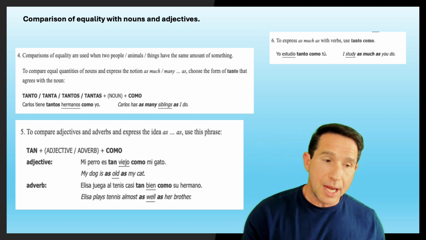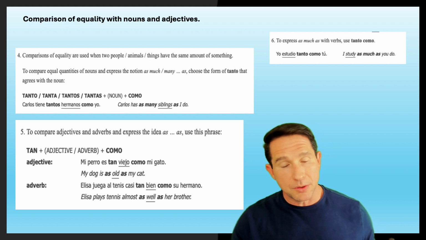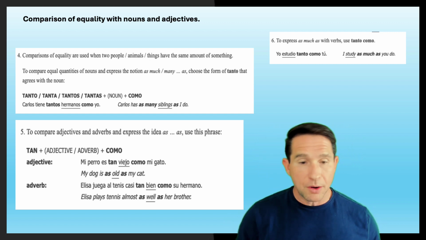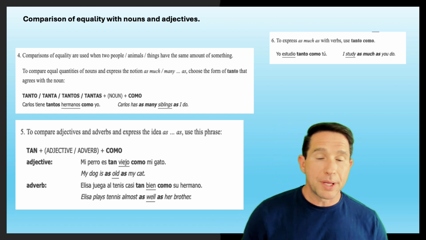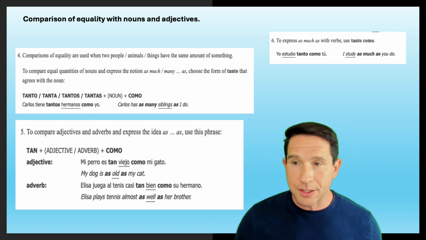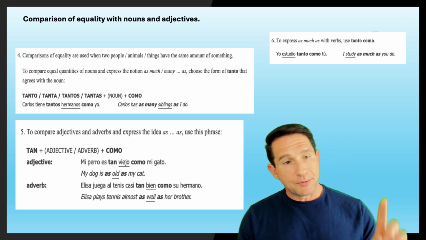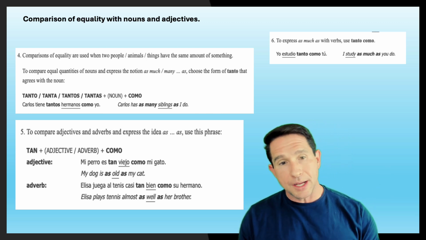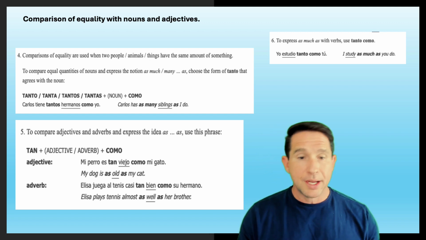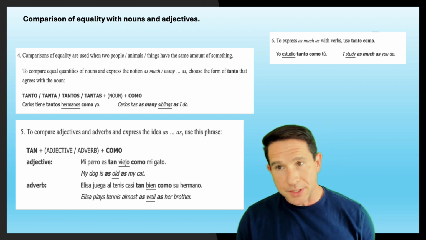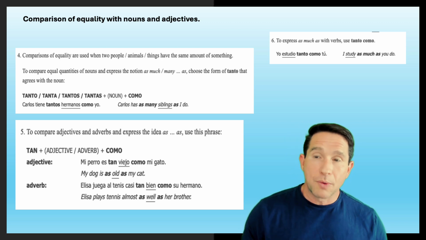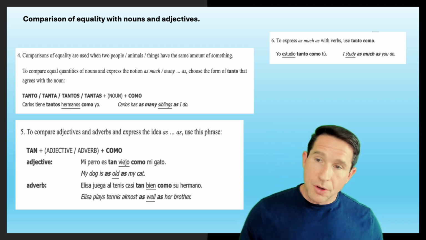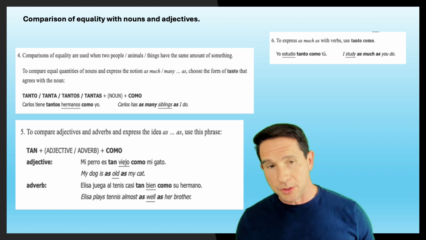So we're comparing an adjective in the first one, so we use tan viejo como. We're doing an adverb, well, tan bien como su hermano. Alisa plays tennis as well as her brother, right? So we have tanto, tanta, tantos, tantas, noun, como, right? Tanto como for a verb, like the rate of study, right? Yo estudio tanto como tú, right?